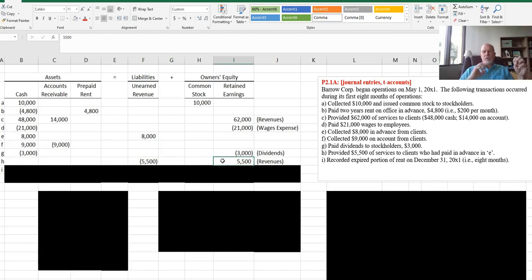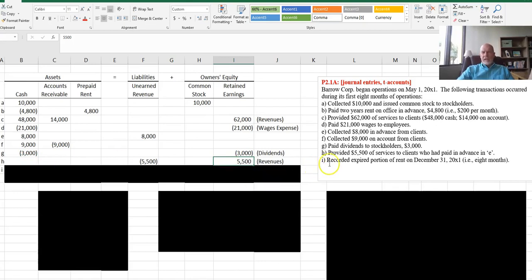So remember, when you do the work is when you record the revenue. Revenue is a plus under retained earnings. No cash is involved in this transaction. They had already paid us in the past. We are just now earning it.